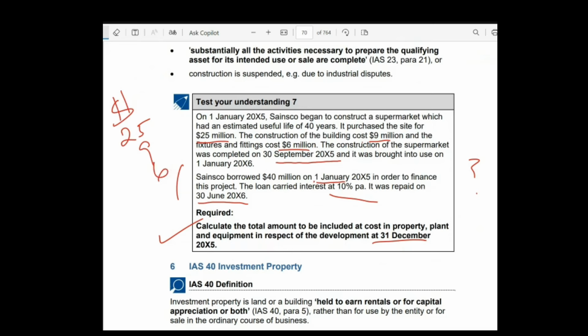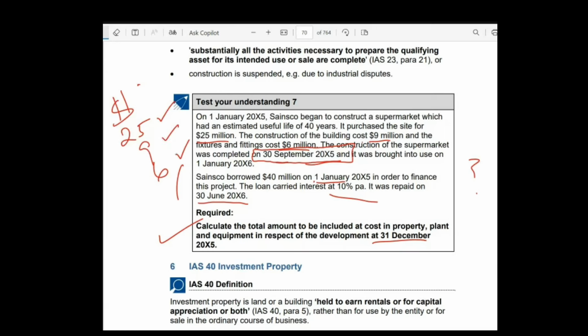So when you calculate 40 million at 10%, you will multiply by 9 over 12. This way you will calculate. So how much will be coming in your answer? It will be 3 million for the finance cost. The total asset value will be 43 million, which needs to be accounted for in your books of accounts. So this one will be an easier one. They will give you an easy test like this in your exam question in financial reporting.